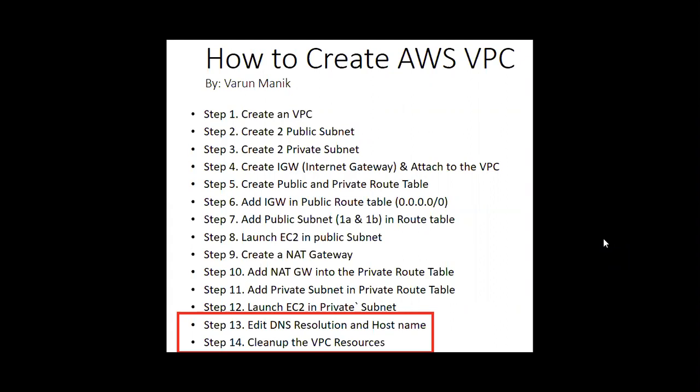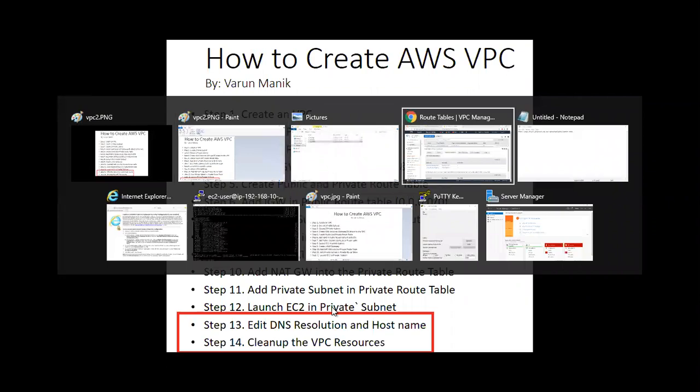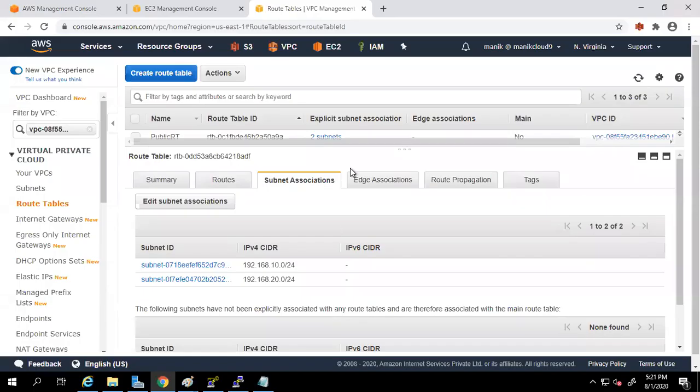In lecture one, we completed the 12 steps. We launched the EC2 in a private subnet and accessed everything. In this session, we're going to learn about DNS resolution in the VPC, as well as cleanup of the VPC. So without any delay, let's move to the hands-on. I'm here on my VPC section. Let me zoom in.